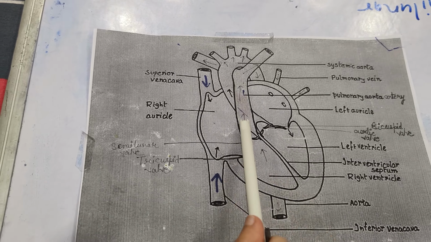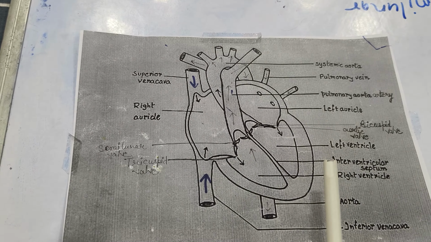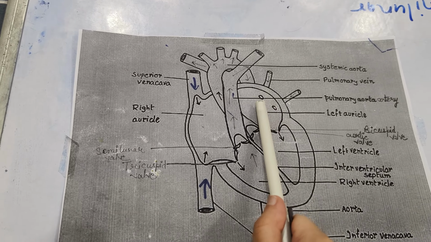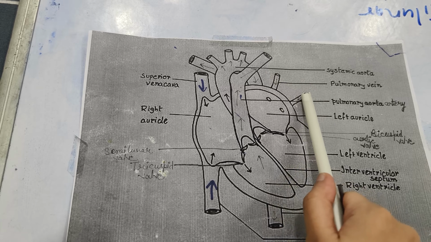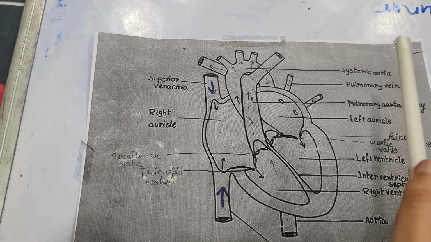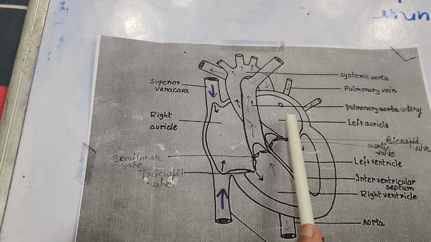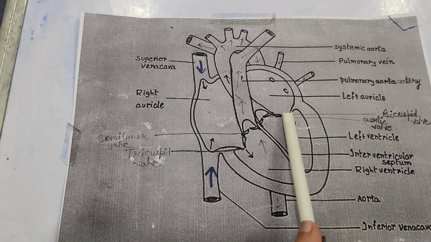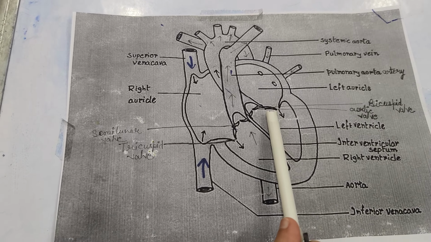So this pulmonary artery leads to lungs, and then the lungs convert the deoxygenated blood into oxygenated blood and pass the oxygenated blood into left atrium through pulmonary veins. These two are pulmonary veins that are supplying oxygenated blood from lungs to left atrium. When left atrium receives the oxygenated blood, it passes the oxygenated blood into left ventricle through this valve, which is known as bicuspid valve, or it is also known as mitral valve.